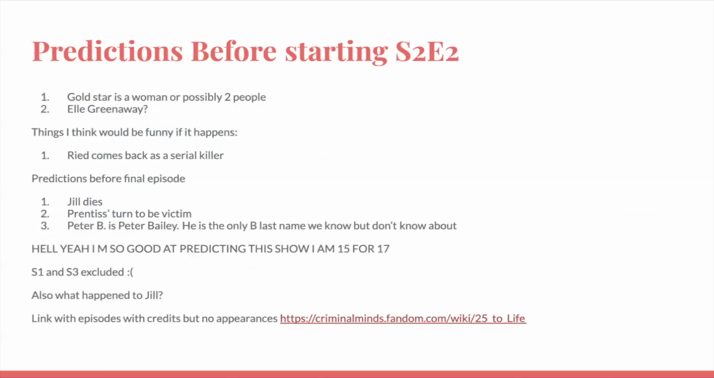Also, I want to take a second to brag because before I started the second episode, I wrote down some predictions because after the first 15 seasons, I realized that I may not be a professional criminal profiler, but I'm really good at profiling the show Criminal Minds. So I wrote down that Gold Star is either a woman or possibly two people, and in a way, I was right. Because the first reveal is that Gold Star is two people, one of whom is a woman, and then it's revealed that it's five people, but Damien and Jade are still the main two, so I was right about that.